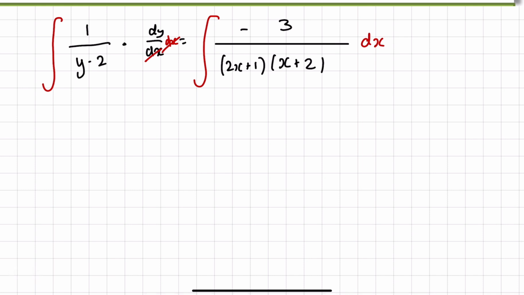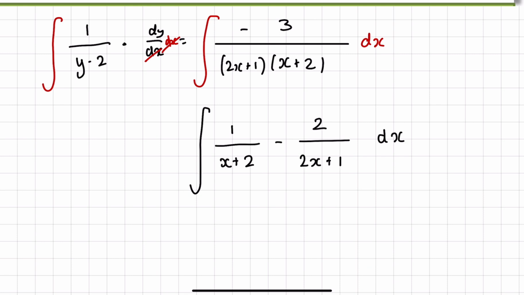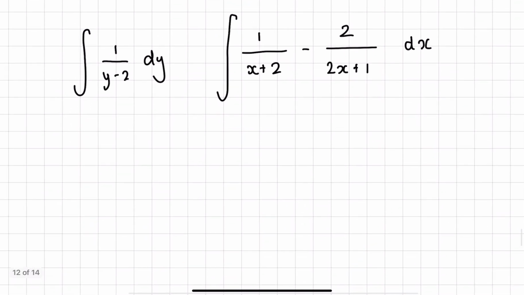Okay, for the sake of speed, I'm just going to copy the answer here. So we do a partial fraction, and we're doing the integral of 1 over x plus 2. You would have to obviously work this out. Minus 2 over 2x plus 1 dx, and then this is 1 over y minus 2 in terms of dy. Fantastic. Okay, let's go next.